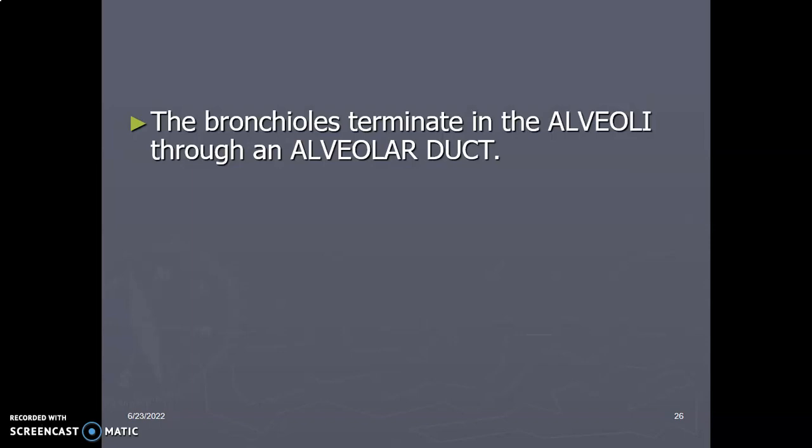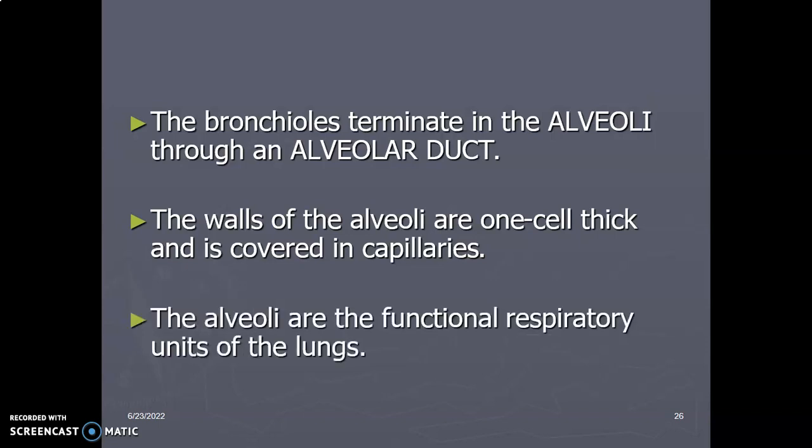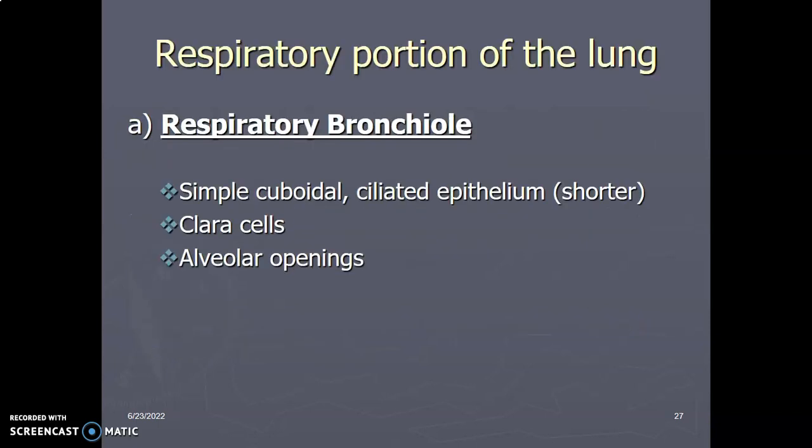So the bronchioles terminate in alveoli. The respiratory bronchioles eventually terminate in alveoli via alveolar ducts, and the walls of the alveoli are 1 cell thick, so it's simple squamous. That's why we say the lungs are lined by simple squamous epithelium. It's because the alveoli are 1 cell thick, a single layer of flattened cells, and they're in close proximity to capillaries. So alveoli are the smallest structural and functional unit of the respiratory system, the functional respiratory units of the lungs.